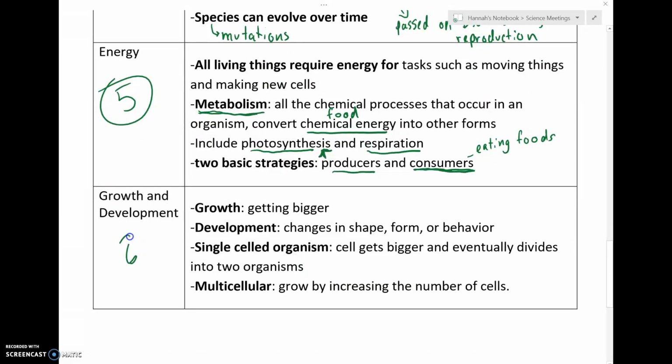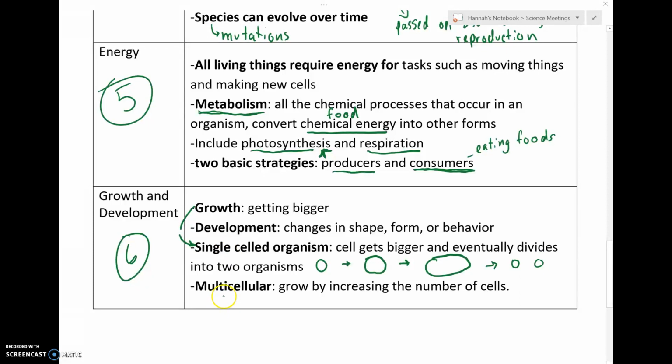Alright, and the sixth and final characteristic of all living things is that they all grow and develop. So growth meaning that they just get bigger. There's two ways that an organism might get bigger. If it's a single-celled organism, the cell itself gets bigger and bigger. That's kind of what I drew before. It might start as smaller and then grow in size over time. Once it reaches a certain size, then it will divide into two cells. So that's one way of growing if you're a single-celled organism.